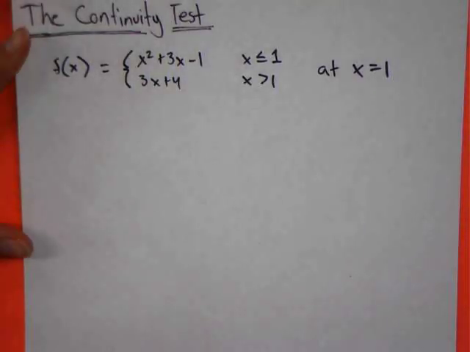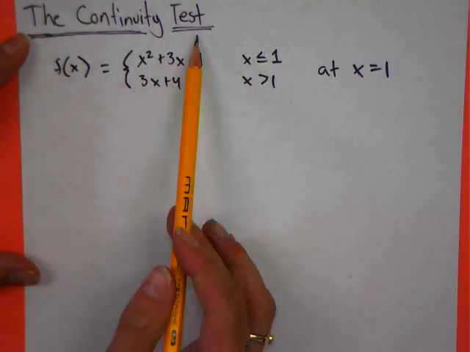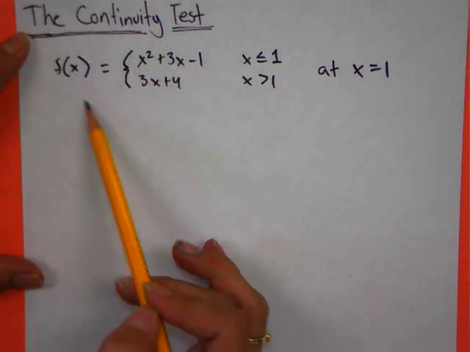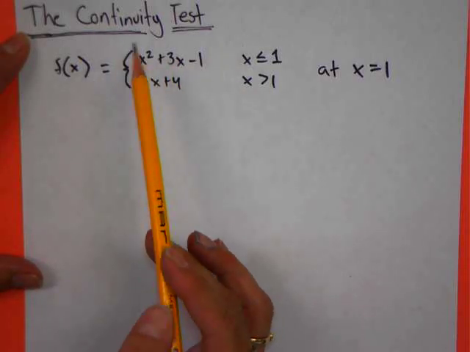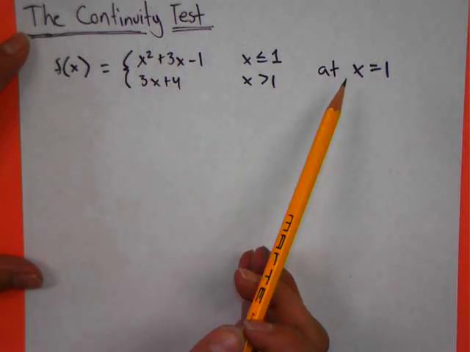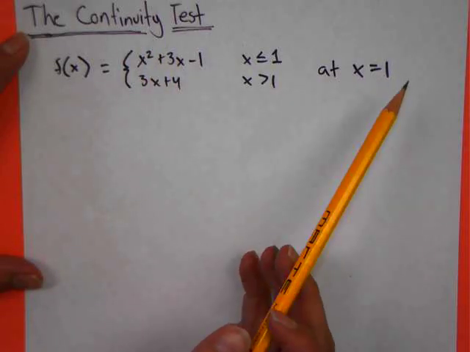Alright, in this example, I'm going to be illustrating the continuity test. So I'm going to be taking this piecewise function and testing to see whether it is continuous at a specific point. And we're going to be looking at where x equals 1.